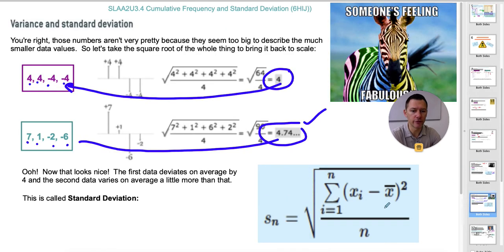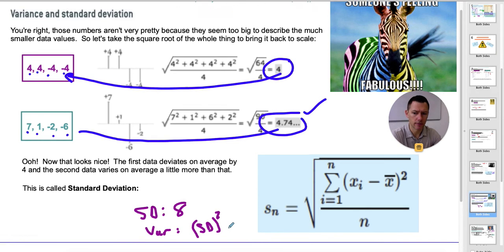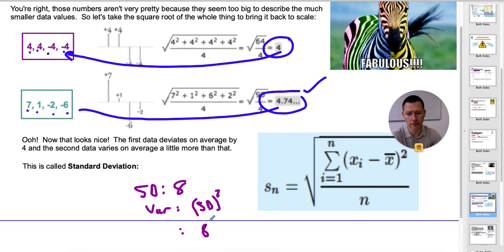Or they'll give you the standard deviation. They're like, oh, standard deviation is 8. And they'll ask you for the variance. And you have to know the trick is the variance is the standard deviation squared, right? And so you go, oh, all right, 8 squared, 64.